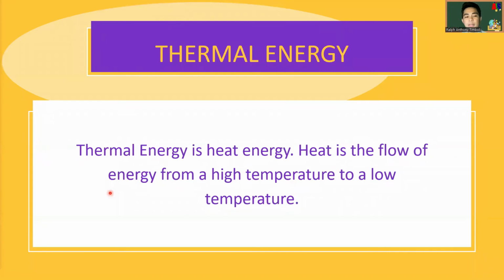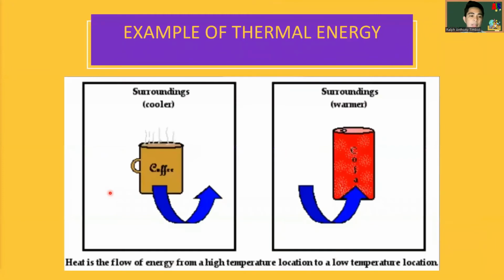And next, we have the thermal energy or heat energy. Sa ibang book, ginagamit is heat energy. This heat is the flow of energy from high temperature to low temperature. Always remember that heat travels from hotter region to colder region. So, laging papunta ang init sa mas malamig na lugar. Heat is the flow of energy from high temperature location to low temperature location. So, laging papunta ang mainit sa malamig.